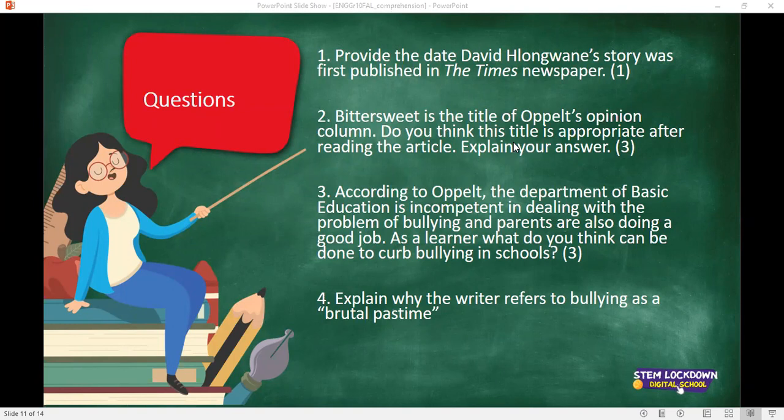Hurt says that stop punishing kids for defending themselves and send the more violent bullies to correctional facilities. Ooh, nice. Okay. Galaxy says some bullies think that it's funny when you are pushed. That's very true. That's why they continue doing it. One of your classmates mentioned that it's about power. They want to feel empowered by doing something that is inappropriate. Okay, question four. Explain why the writer refers to bullying as a brutal pastime.